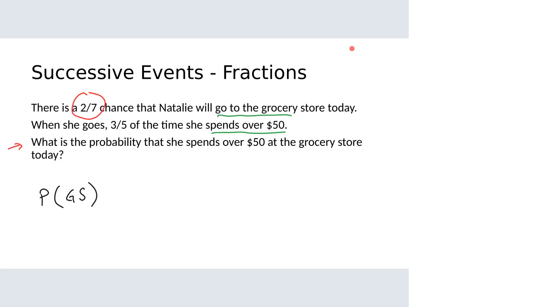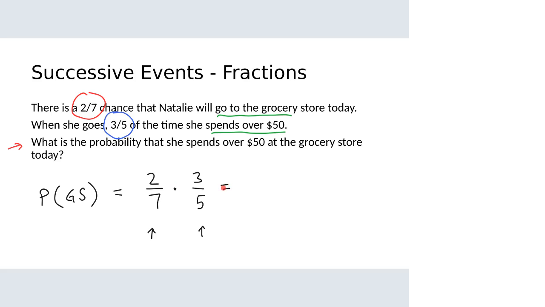There's a 2/7 chance that Natalie will actually go to the grocery store. So the probability of her going is 2/7. And then if she does go, 3/5 of the time she spends over $50. So if she's at the store, the probability she'll spend over $50 is 3/5. The probability that she goes and the probability she spends over 50, we'll multiply those together.